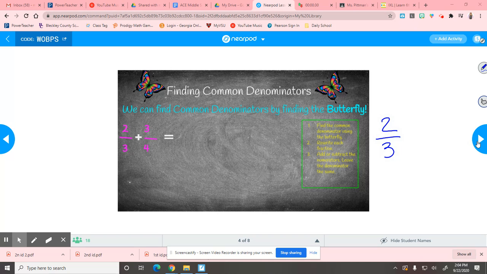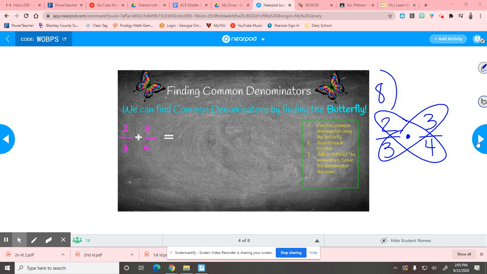I put 2/3 and 3/4. I cross multiply in my first wing. So 2 times 4, 8. So I make my little antenna and put the 8 in the antenna. Then I have 3 times 3 is 9 in that antenna.